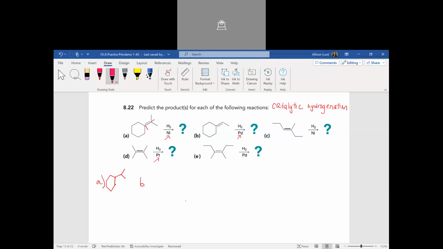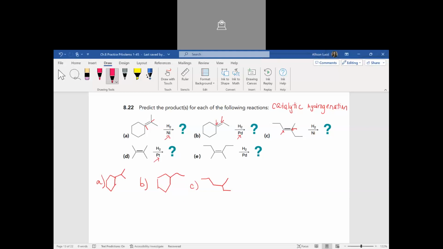For B, we're going to do the same thing. So we're going to take our six-membered ring, and then I'm going to add hydrogen on this side, hydrogen on that side. So I end up with that as my product. So we're going to see a pattern here with C. I'm going to draw everything as is, minus that double bond. So I added hydrogen here and hydrogen here.